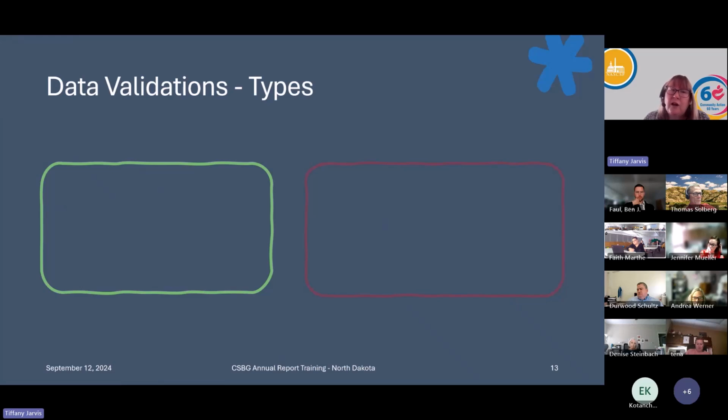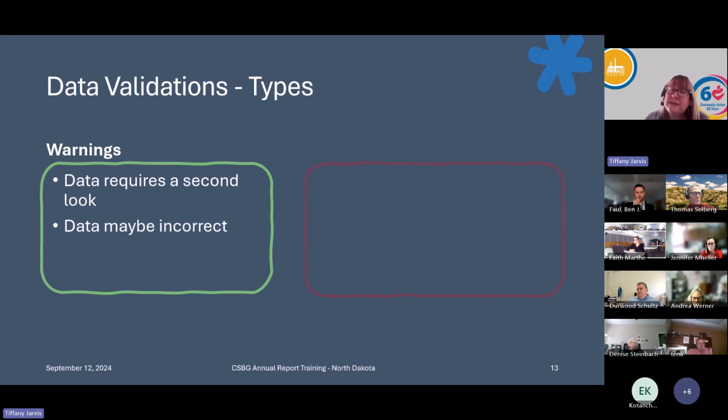So data validations. Elena went through this too, and I'm just going to go quickly. There are 2 types of validations. There are warnings. The data requires a second look. One thing that I want to add here is the data may actually be an error, but only you can answer that question. It's your data. All we can tell you on the national level is it looks a bit wonky. I like that word. It looks a little wonky. The numbers don't fully make sense based off of just looking at the numbers themselves. Only you as an agency can look at the data and say, yes, it is correct, or no, it's not. And then confirm if correct or fix if not correct.